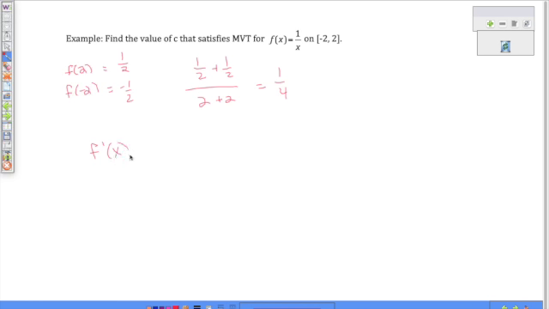so f prime of x, this is really x to the -1. So it's going to be negative x to the -2 is my derivative. So f prime of x is -1 over x squared. I want to know where is the derivative equal to the slope of the secant line.